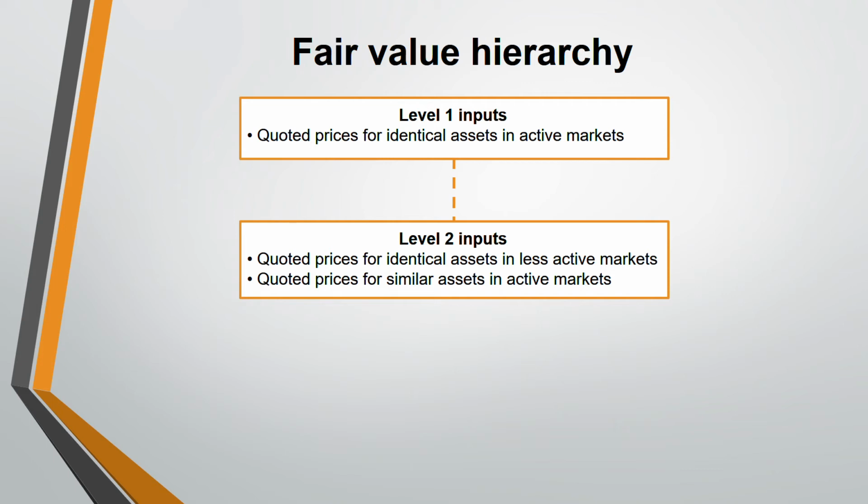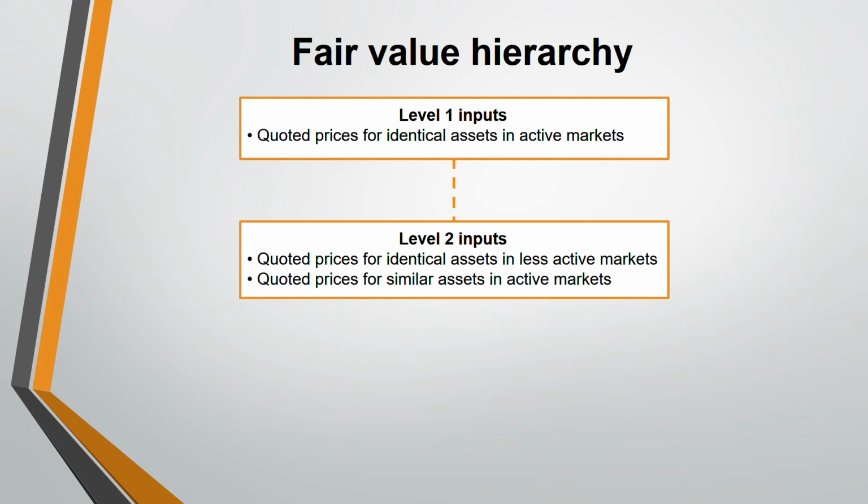So like that, but it's an active market. Or it could be exactly the same phone, same model, same feature, everything, but in a less active market. Usually a mobile phone is not a good example for a less active market because it is in a highly active market. Intangible, you can say, is a market where it is not an active market, right? So you can take the example of intangible. There you can use level 2 input.